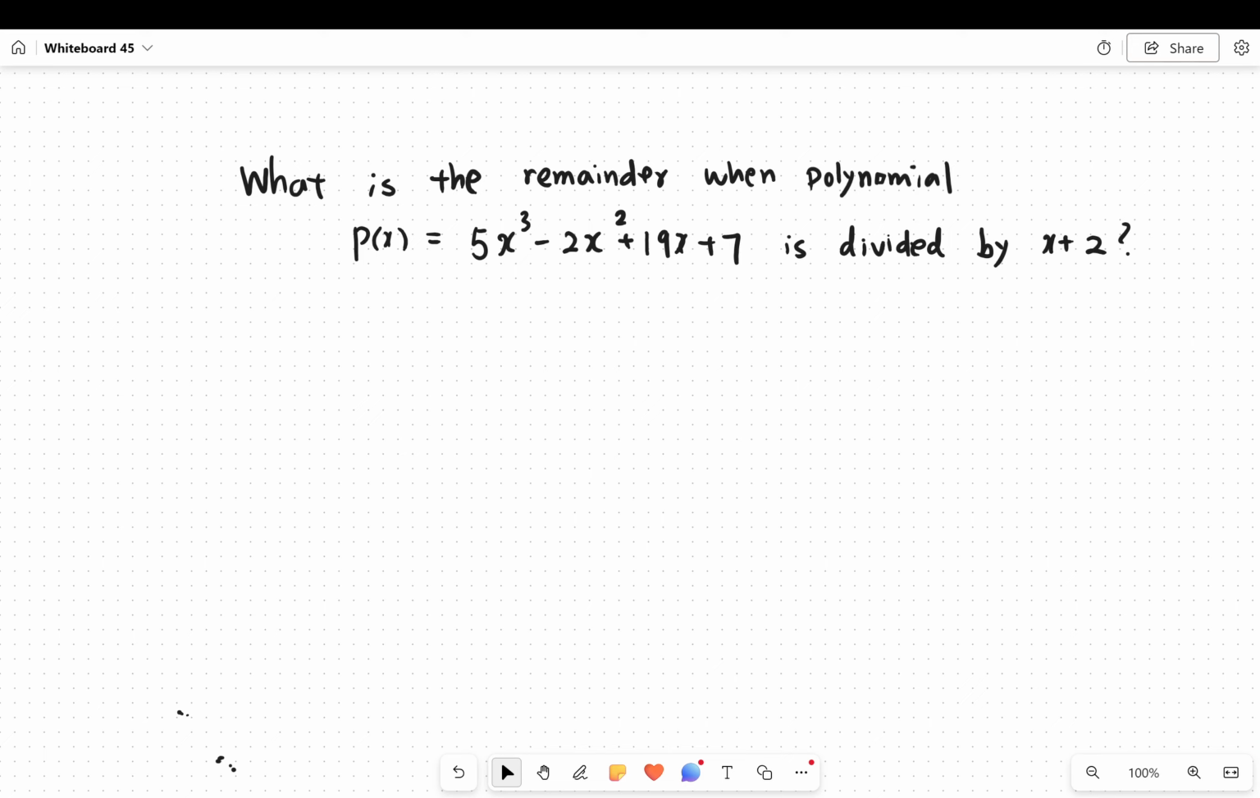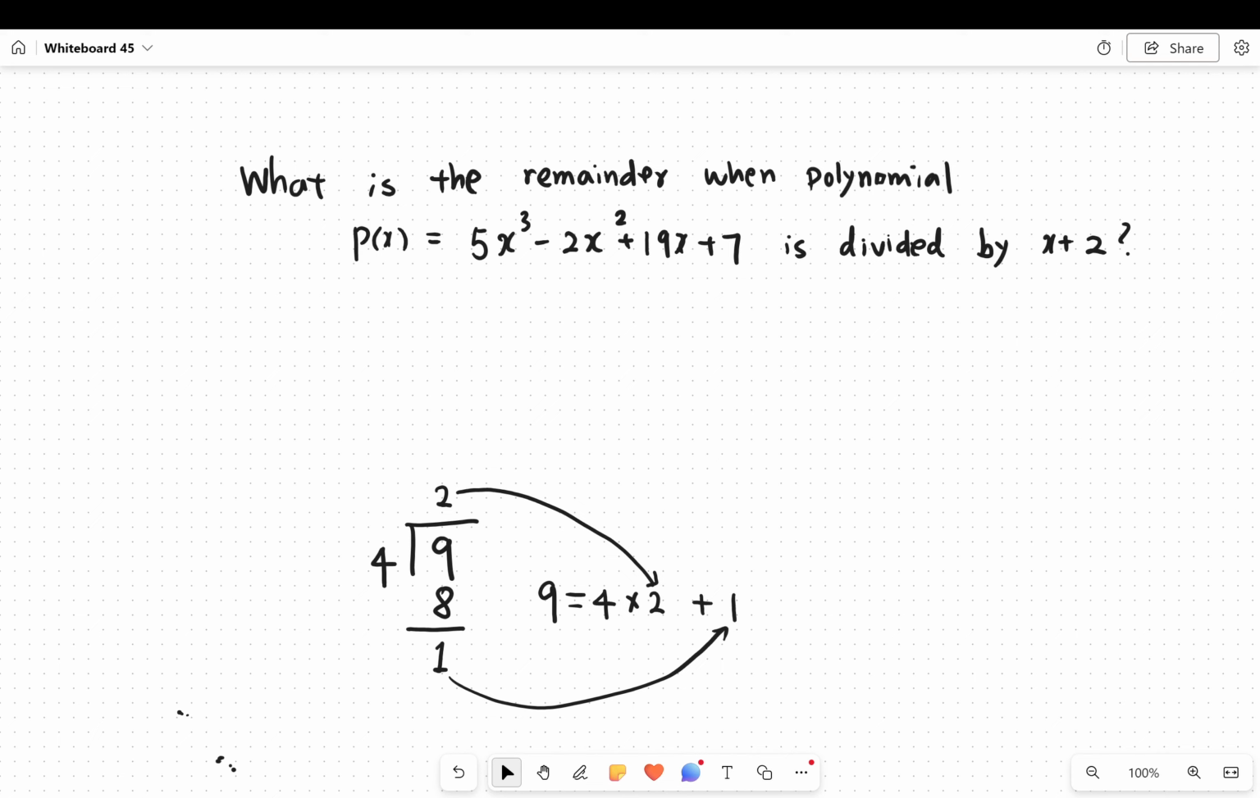Before we start this question, let me remind you how you divide a number by another one. For example, let me divide 9 by 4. I'm pretty sure everybody can easily figure out the quotient here, 2. So if you subtract 8 from 9, the remainder is equal to 1. From there, we can write down 9 is equal to 4 times 2 plus 1, where 2 came from the quotient and 1 came from the remainder.